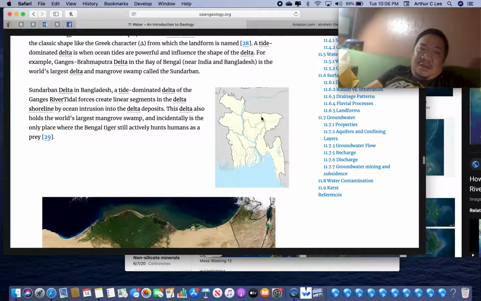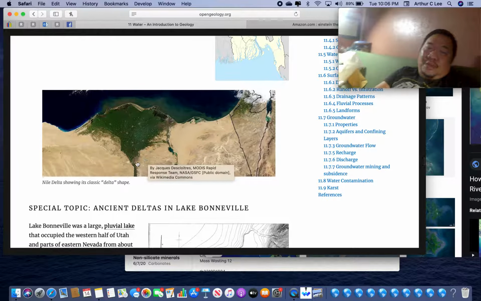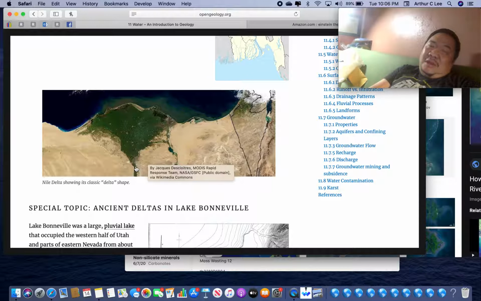This is a river, the Ganges River, going through Bangladesh, and here you can see the delta. Look at the Nile River. I don't know why people have this strange idea that rivers only flow south. They can flow north. They're just going to flow downhill. And the Nile flows into the Mediterranean. And look at how fertile the deltas are. Almost all the farming in Egypt occurs in this area here for the Nile River Delta.